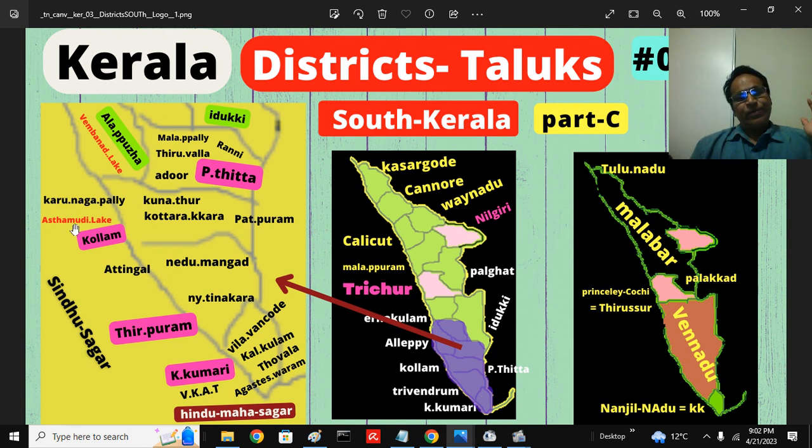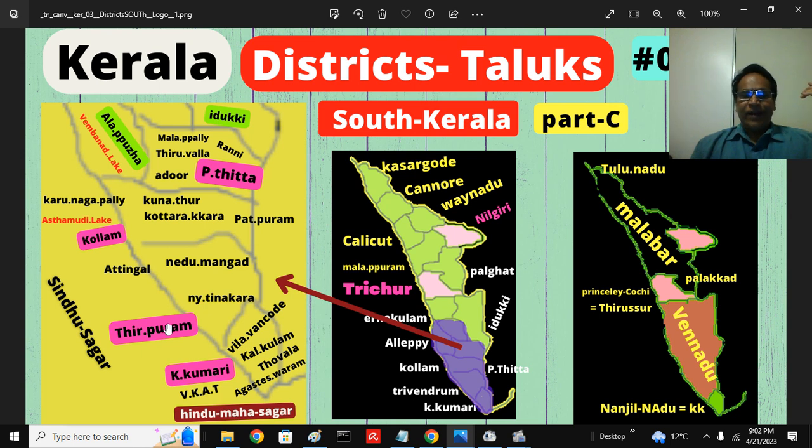The famous Ashtamudi lake is present close to Kollam. Kayal is essentially backwaters and lakes. Kayal, Ashtamudi. Of course, this is the heartland of the Venadu kingdom, the Travancore kingdom. Thiruvananthapuram was the capital in the final years.